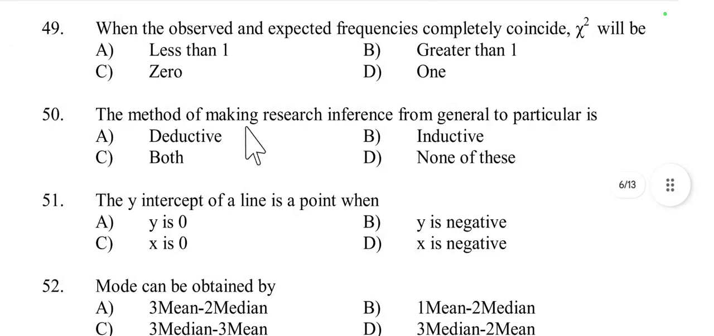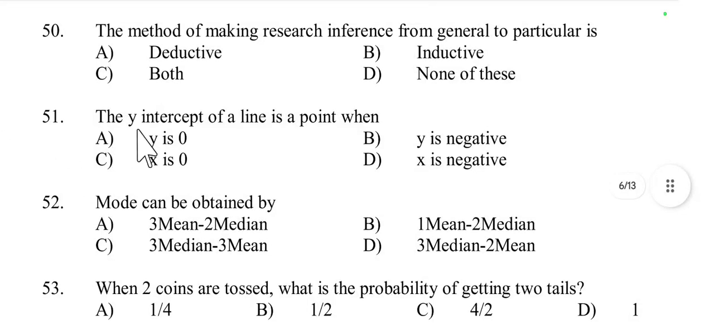Then question number 50. The method of making research inference from general to particular is called deductive; general to particular is deductive, and particular to general is inductive. It is deductive because deductive reasoning moves from general theory to specific or particular observation. So option A is the right answer. Then question number 51.